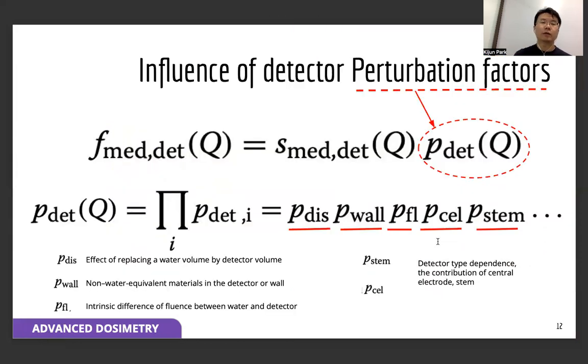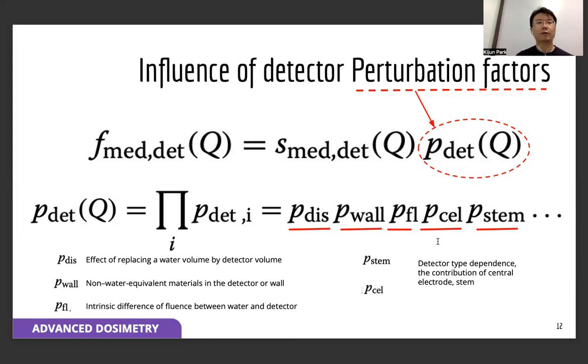So in reality, we cannot assume the detector size is small enough to neglect the fluence perturbation effect. Instead of this ideal assumption, we have to apply some minor corrections. Those corrections should be, as I said, minor and small, but they depend upon a lot of sources, which most likely come from the detector side. So we call it the detector perturbation factor.